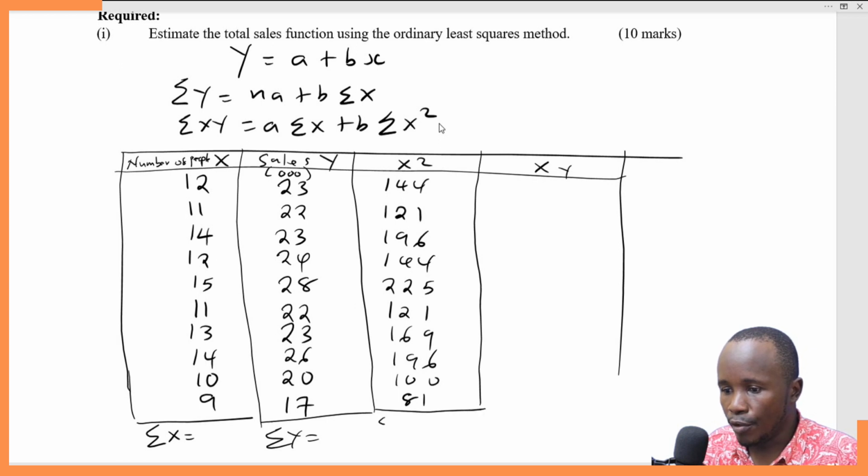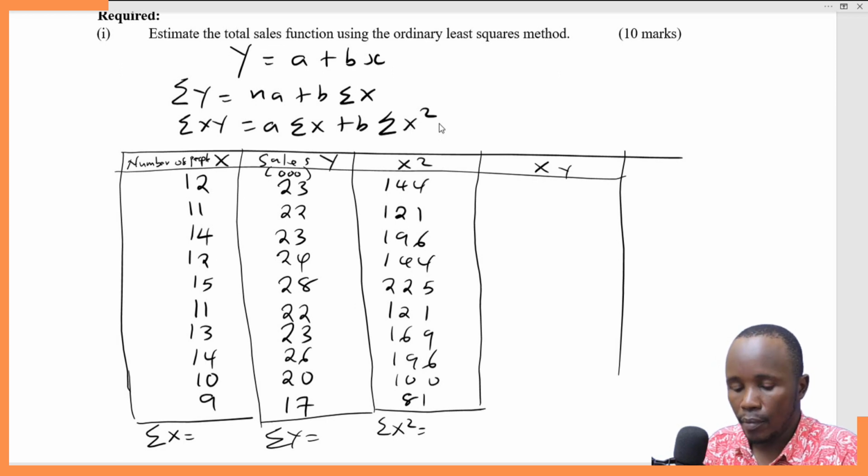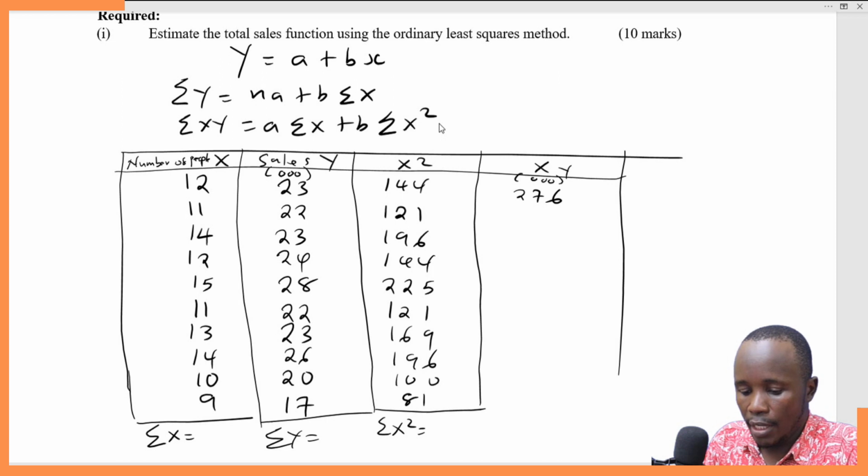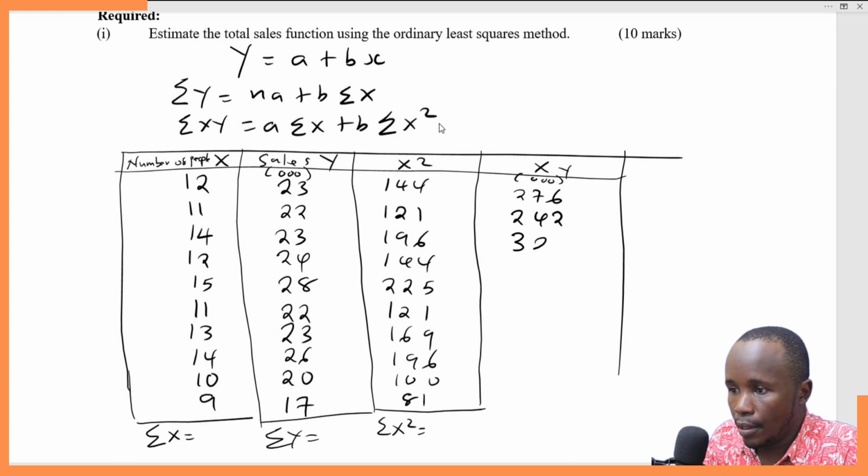I will also need to look for summation of x squared, xy. 12 times 23, remember, this will be in thousands. This will be 276. 11 times 22 is 242. 14 times 23 is 322.